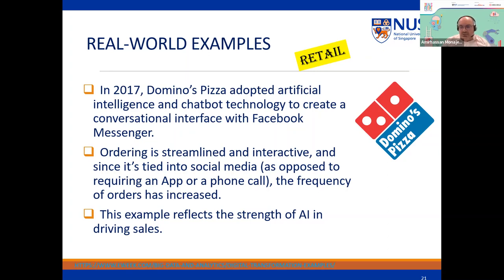This is in the retail sector. You know that a chain of pizza restaurants is a retail sector business. They used AI and chatbot technology to create a conversational interface inside Facebook Messenger. No new app, but just using Facebook Messenger to get connected to your customers, who are Facebook Messenger users.